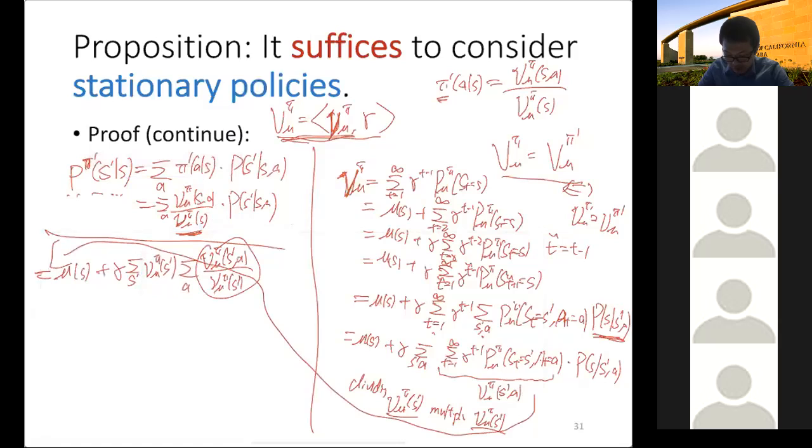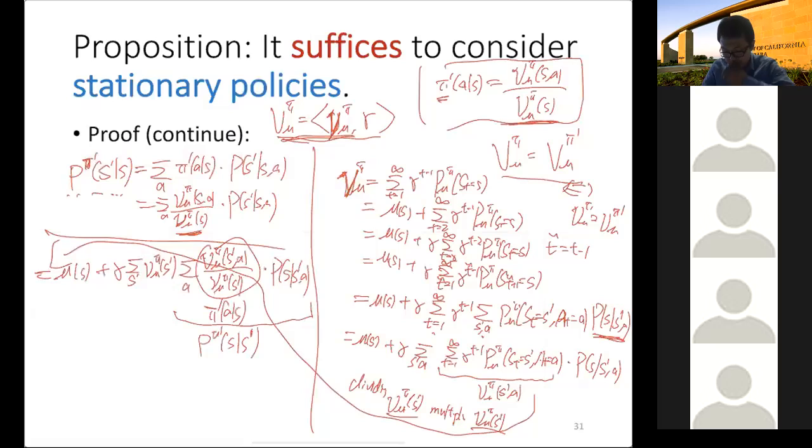So this gives us, by definition here, pi of a given s, right? The remaining thing that we didn't write down is the transition of s given s prime, a, right? So this whole thing together gives us a state transition on the pi prime, from s prime to s.